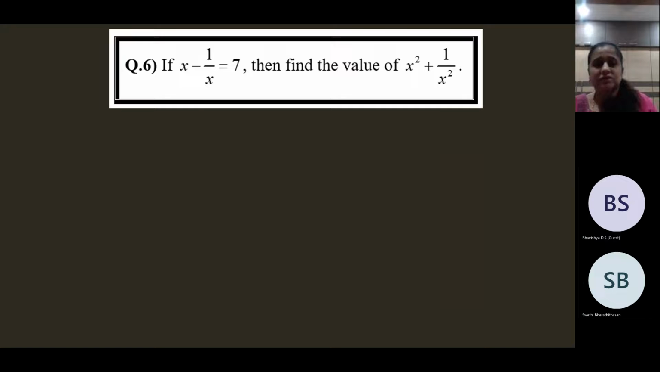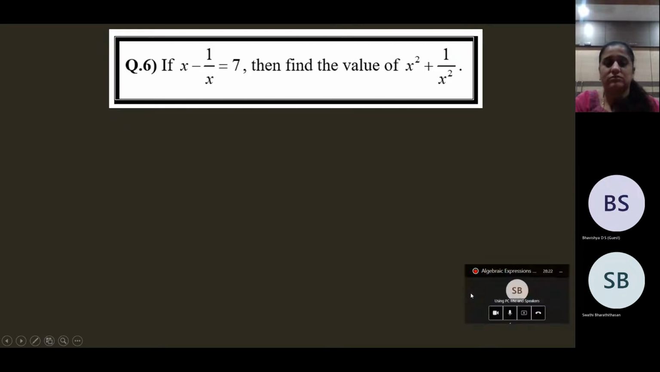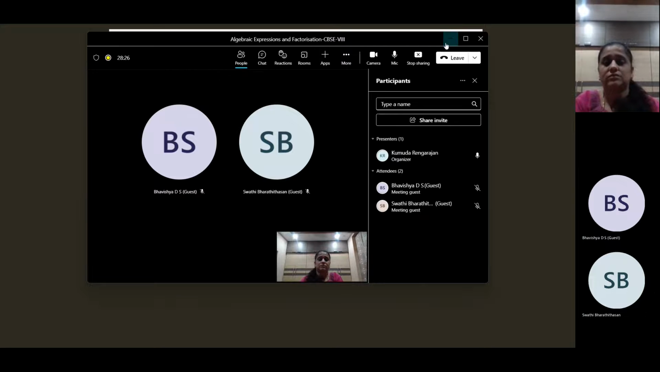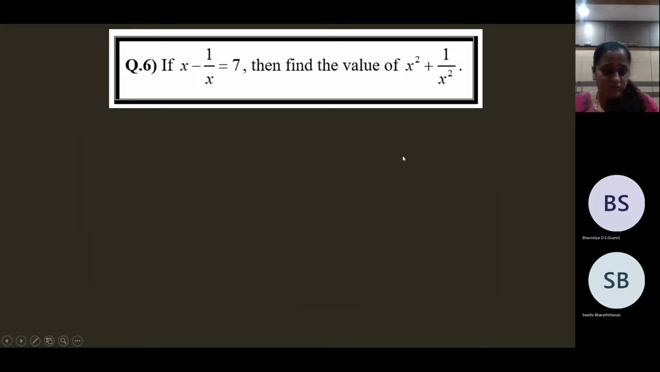I said for fifth one, Swati 2 on 2 and Bhavishya half on 2. Seventh one, Swati's answer is 51. Okay, this looks good. And Bhavishya's answer. Very good. Both of you get 2 on 2. Sixth one, both of you get 2 on 2.